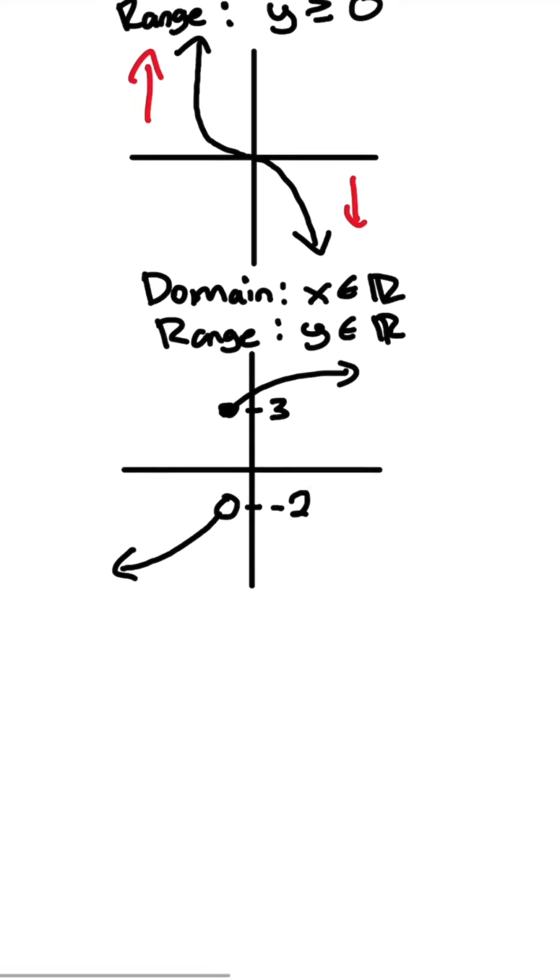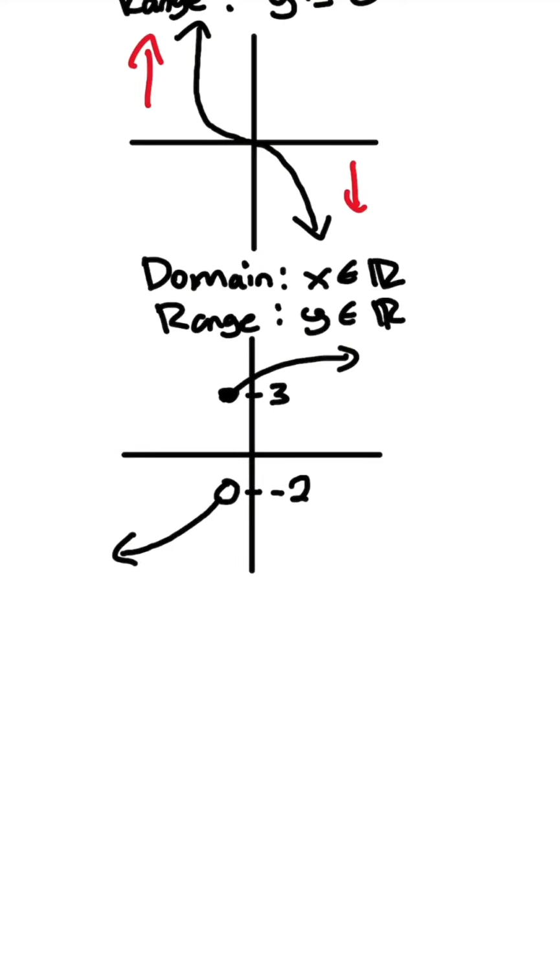Now let's go down a little bit here and look at this function here. Well, what do you notice? We have arrows going out to the side in both directions. So we can say our domain is x is an element of the reals, because we have an x value that exists on both points.